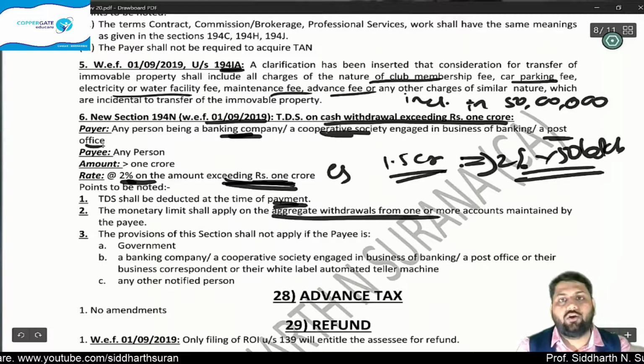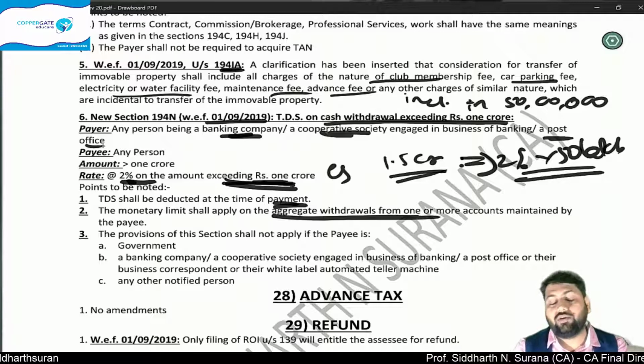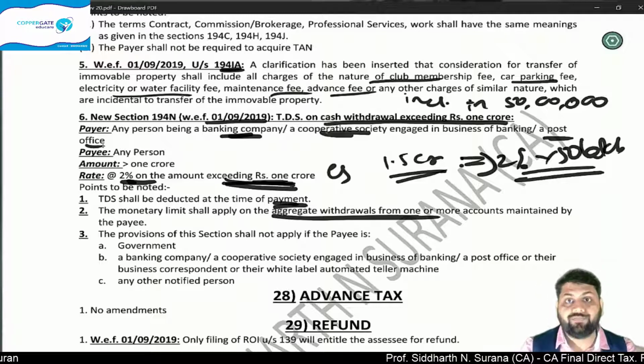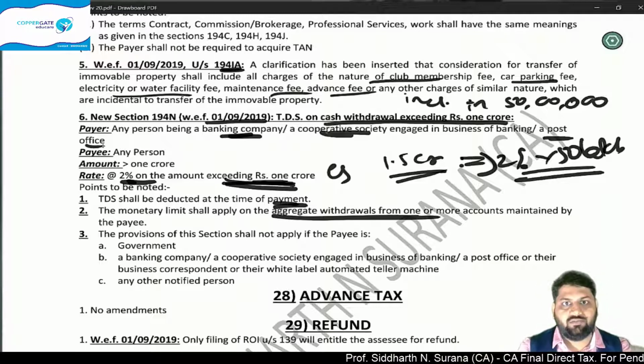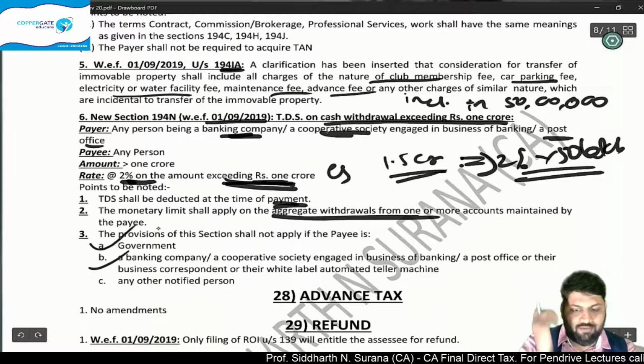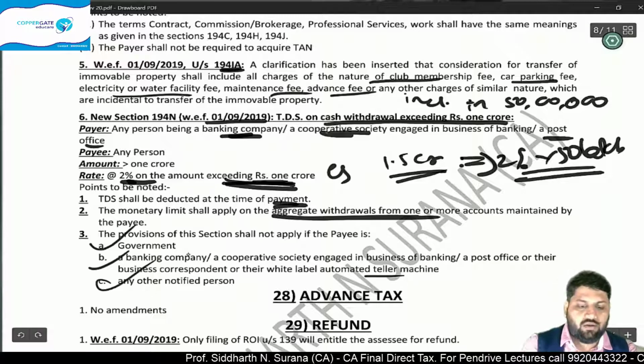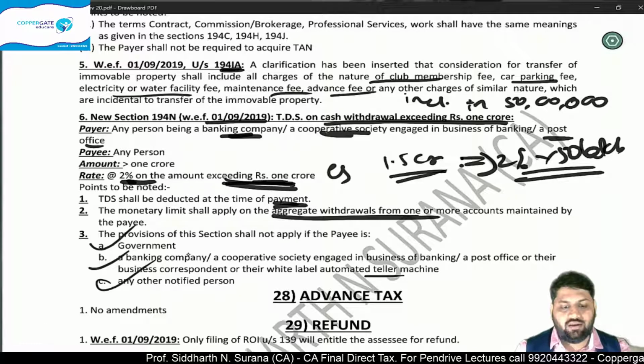Because you can maintain your account with anybody. It can be a bank, a cooperative bank or a post office. If you are withdrawing more than 1 crore, up to 1 crore no TDS. After 1 crore 2% TDS will be attracted. But obviously, if payment is being made to government, banking company, or withdrawal through ATM or any other notified person, then in such a case, TDS cannot be attracted.